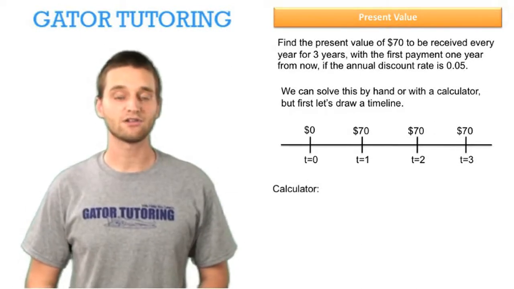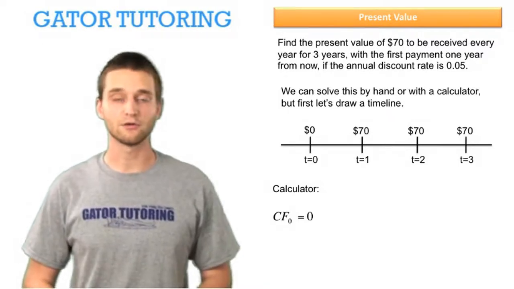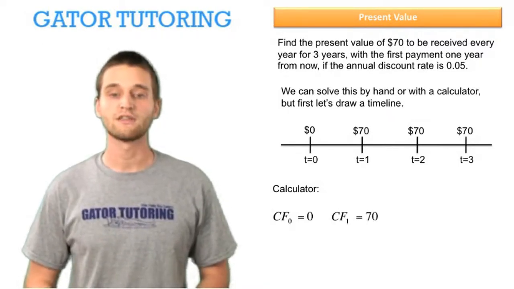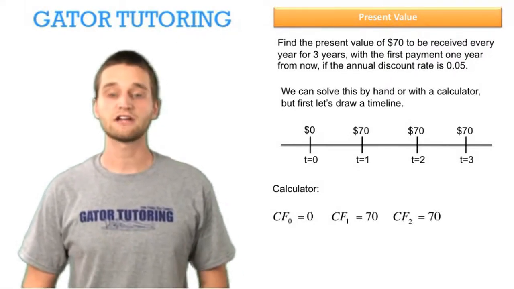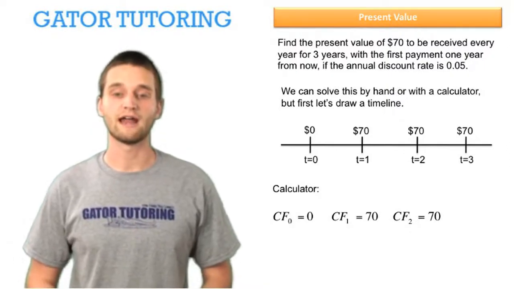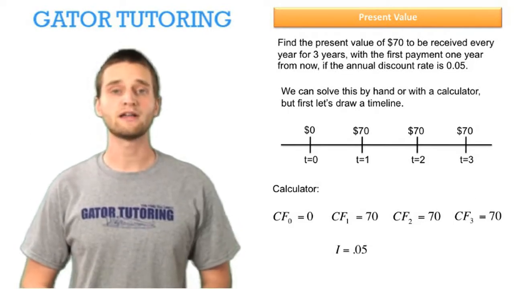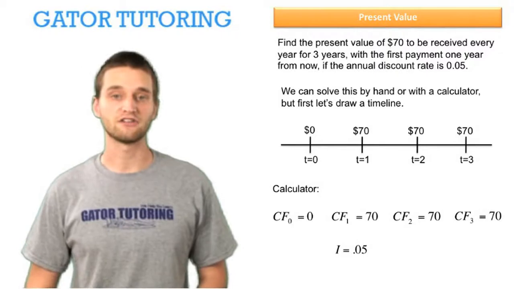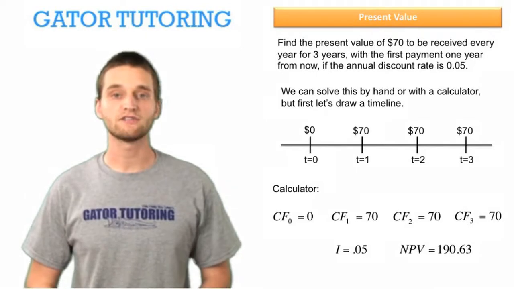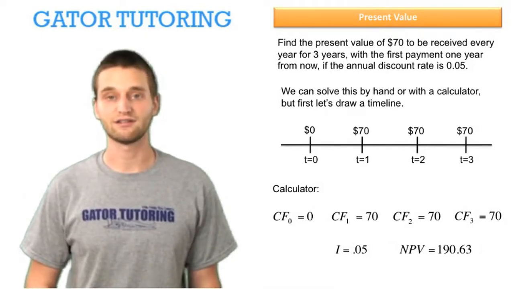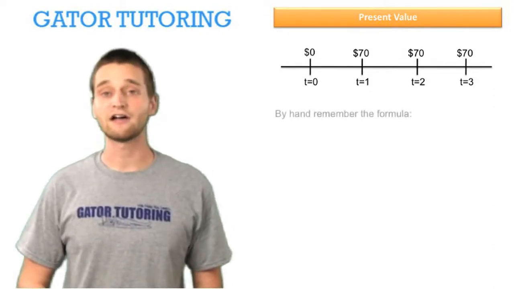To use the calculator to solve this problem, we have to input our cash flows. The cash flow for time period 0, the present, is $0. The cash flow for the first period, which is 1 year from now, is $70. The cash flow for time period 2 is $70, and our final cash flow is $70 as well, which occurs in time period 3. We have to put in our interest rate of 5%, which we have to write as 0.05, and we want to calculate the net present value. The net present value of all of these cash flows is $190.63.